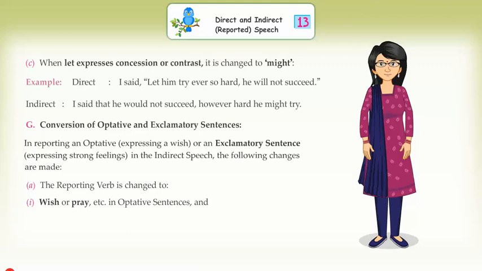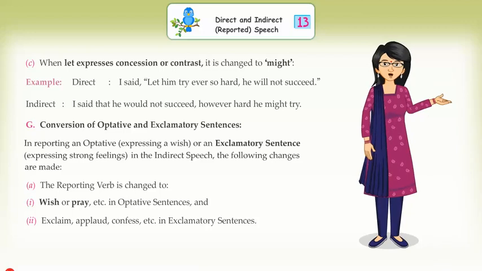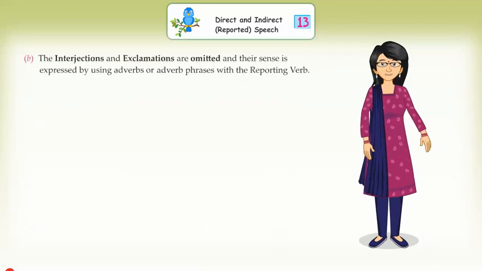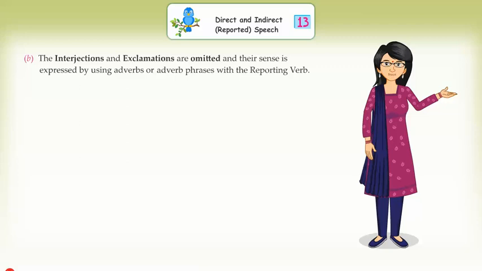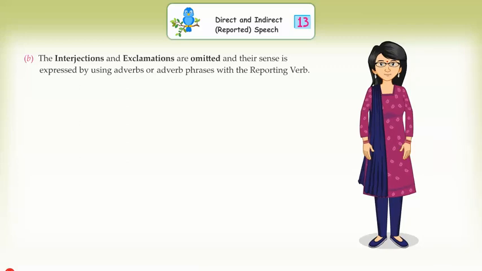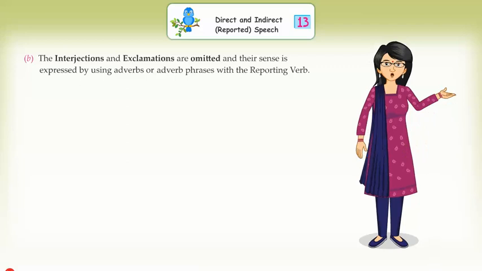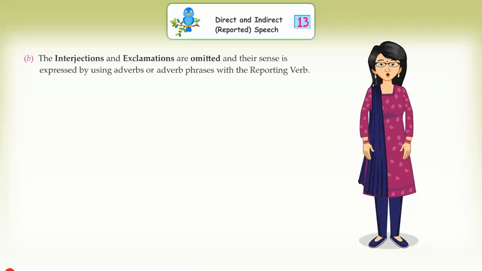1. Wish or pray, etc. in optative sentences, and 2. Exclaim, applaud, confess, etc. in exclamatory sentences. B. The interjections and exclamations are omitted and their sense is expressed by using adverbs or adverb phrases with the reporting verb. C. The conjunction that is generally used to introduce the reported speech.